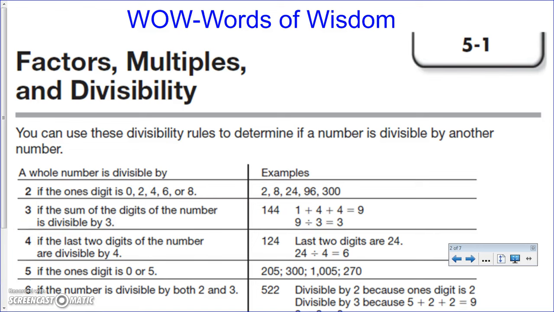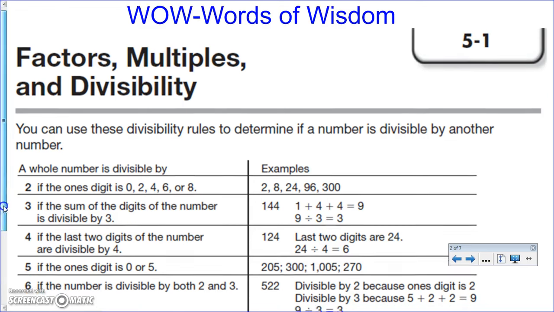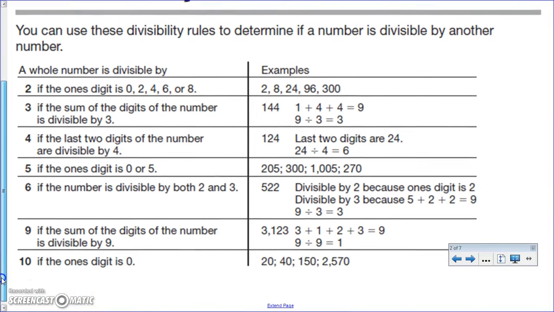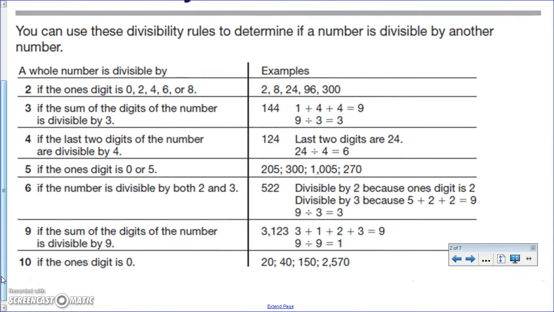Factors, multiples, and divisibility. You can use these divisibility rules to determine if a number is divisible by another number. This is a shortcut and saves you some time rather than having to work out each problem. So, a whole number is divisible by 2 if the ones digit is 0, 2, 4, 6, or 8, basically if it's an even number. So some examples in the right-hand column are 2, 8, 24, 96, and 300.